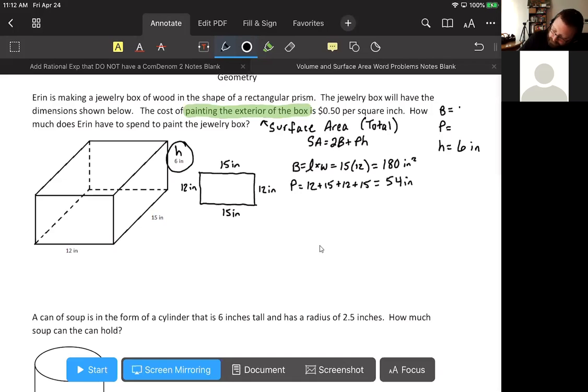So the area of the base is 180, and the perimeter of the base is 54. Any questions about where any of those numbers came from?